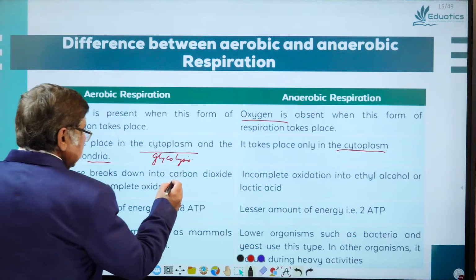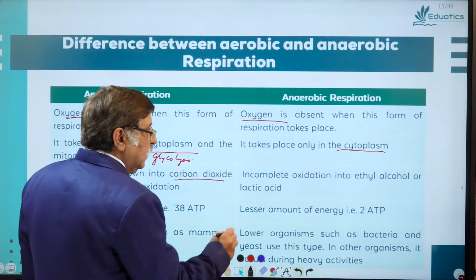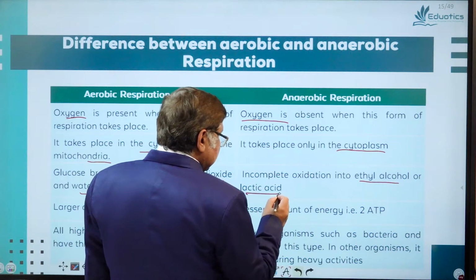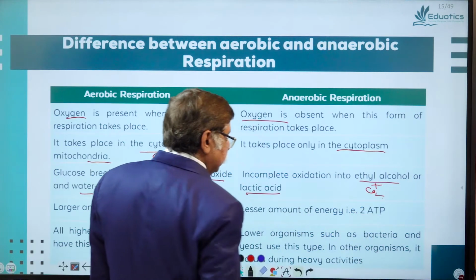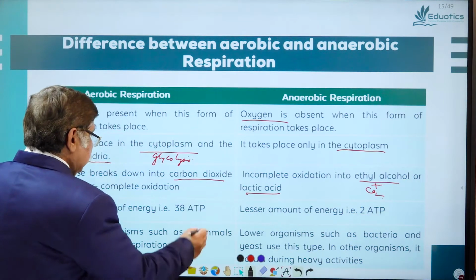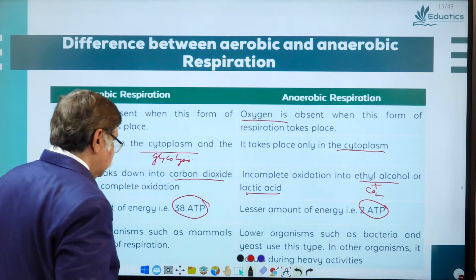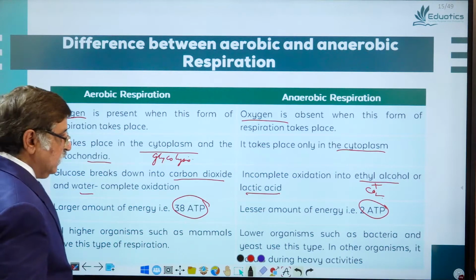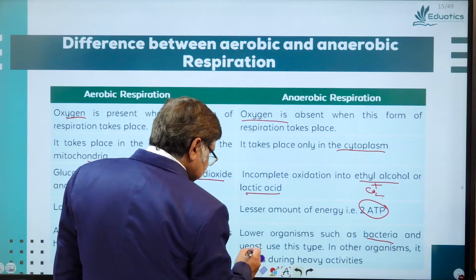Aerobic respiration is complete oxidation, which will result in formation of carbon dioxide and water. Anaerobic respiration is incomplete oxidation, in which ethyl alcohol or lactic acid will form. Along with ethyl alcohol, carbon dioxide will also be formed. Aerobic yields 38 ATP. Anaerobic yields 2 ATP. Aerobic respiration is mostly in higher organisms such as mammals. Anaerobic respiration occurs in some bacteria and yeast.